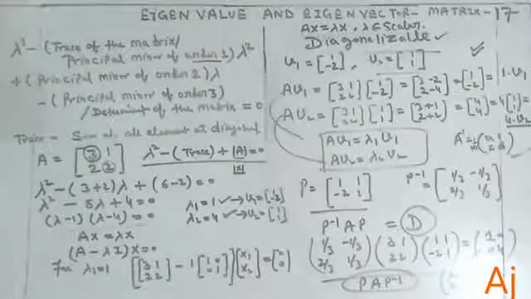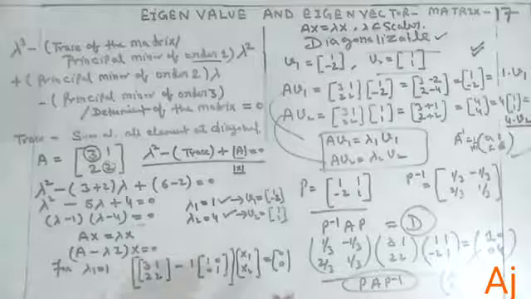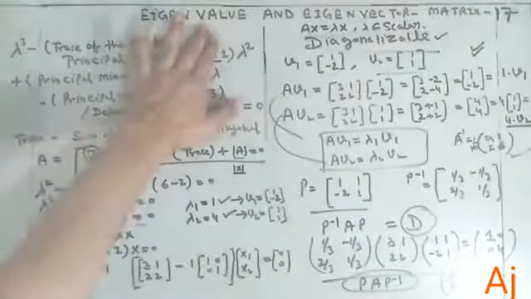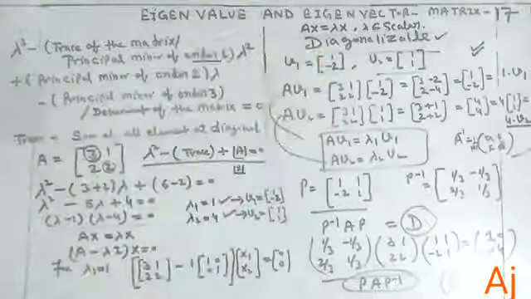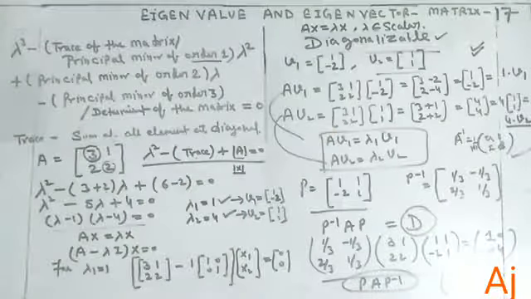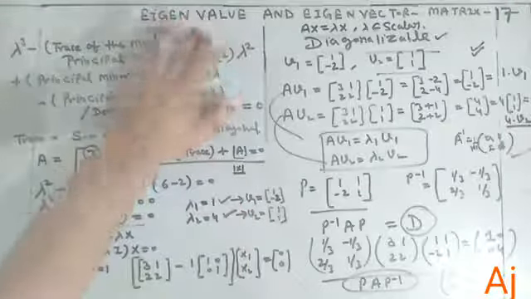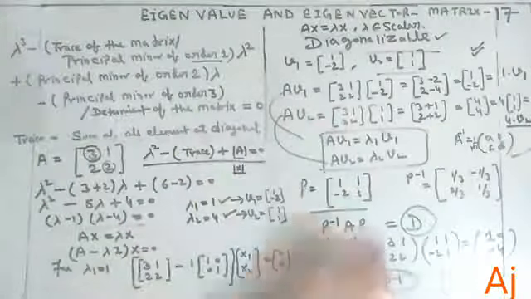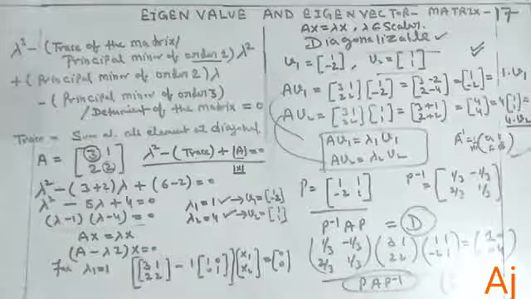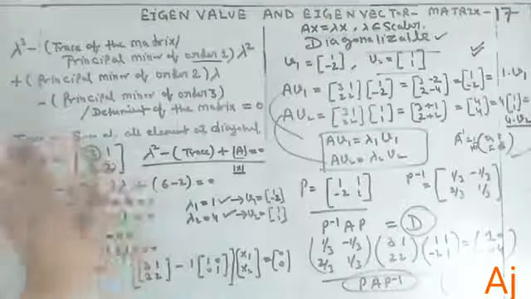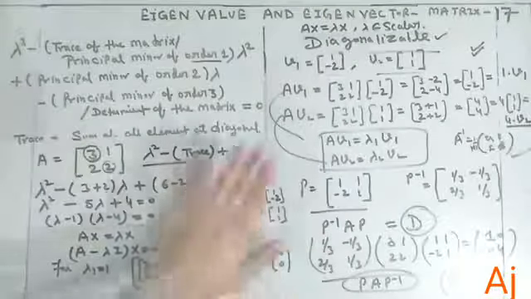So what is the meaning of diagonalizable? A matrix is diagonalizable if you have distinct eigenvalues. If you have distinct eigenvalues, then the matrix will definitely be diagonalizable. It is a sufficient condition, but not a necessary one. If you do not have distinct eigenvalues, maybe the matrix is still diagonalizable, so at that time you have to just check.